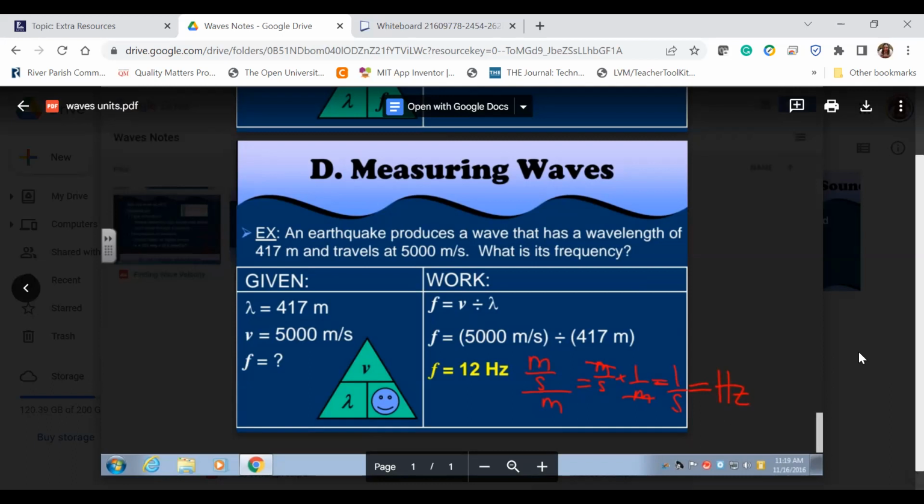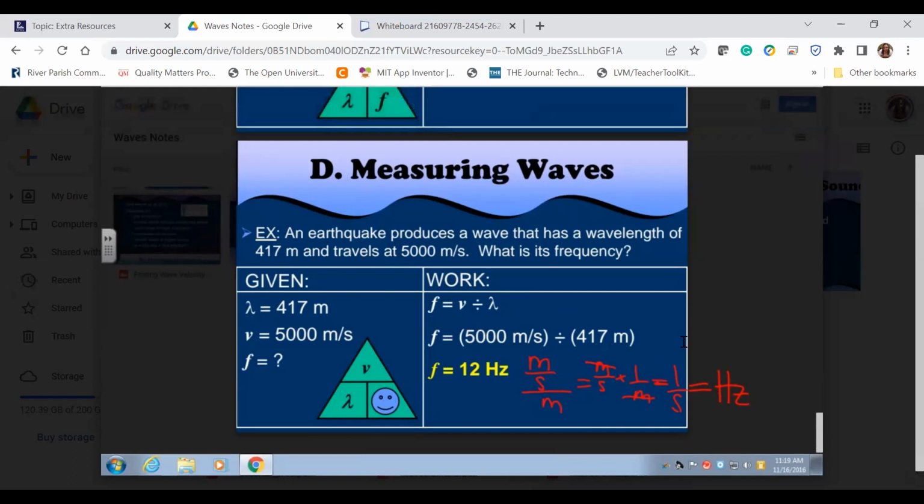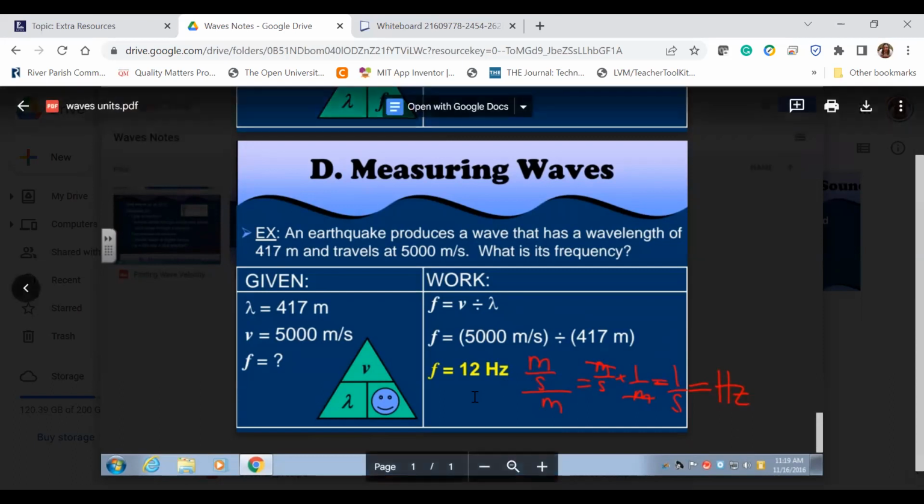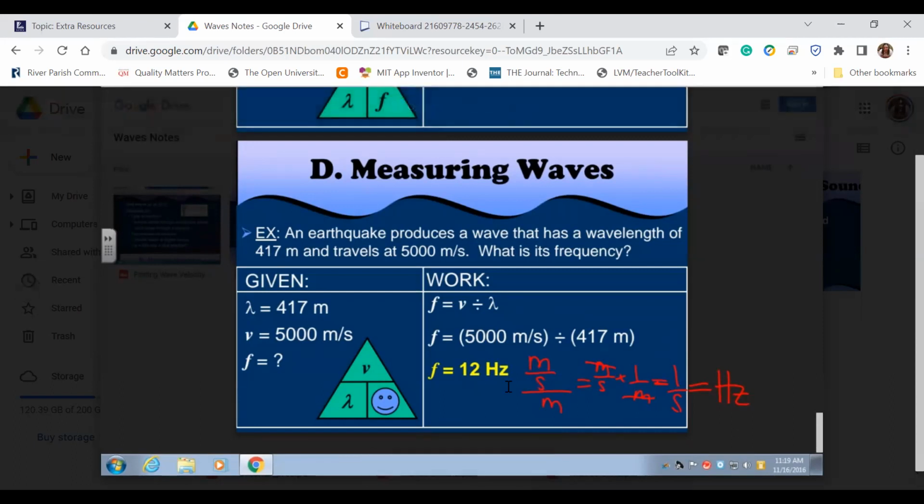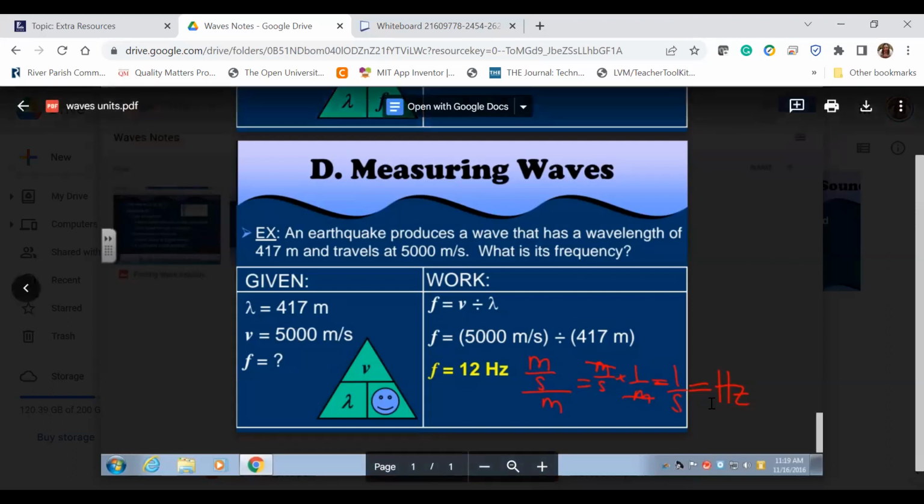That gives us 12 hertz. So be careful to deal with the units correctly, because if you tell me 12, 1 over seconds, I'm going to mark it wrong or take points, because you have to properly resolve 1 over seconds as hertz. That's how the units work out here.